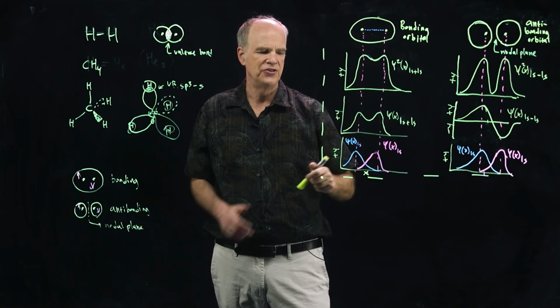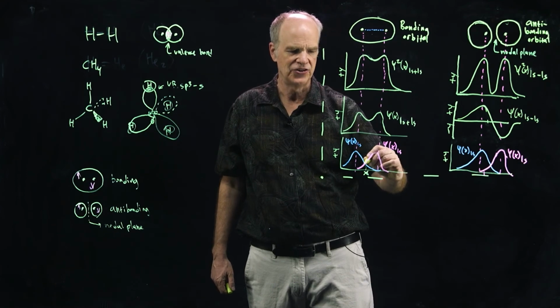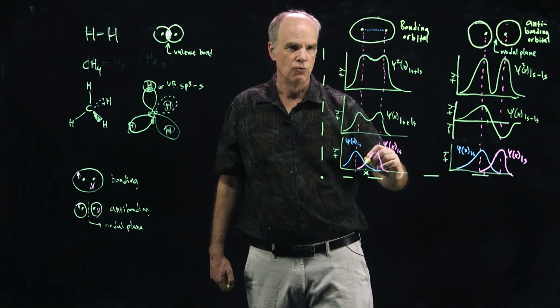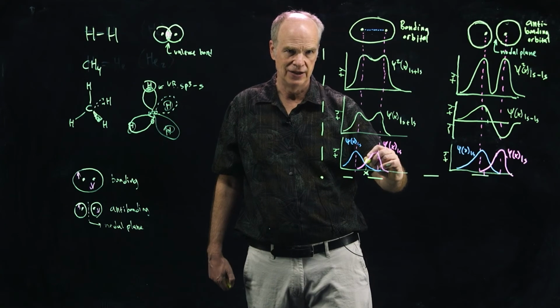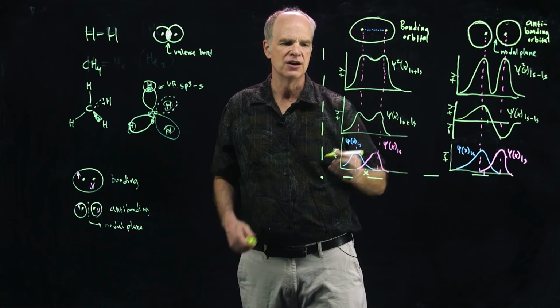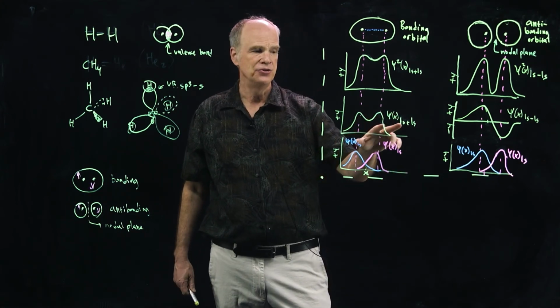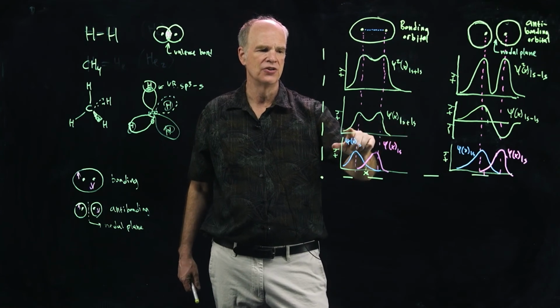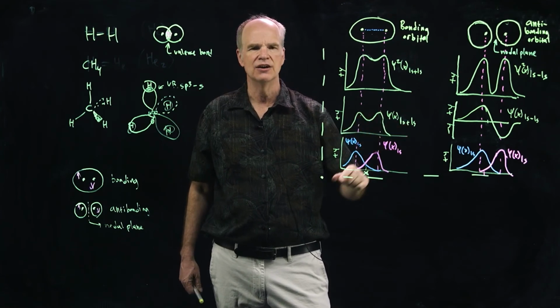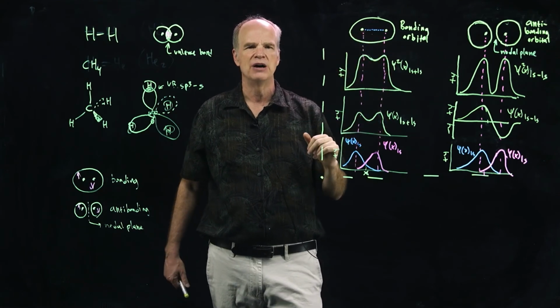And what I've done, say for any point here, this point on the x-axis, I'm adding the y value of the blue line to the y value of the pink line, and that gives me the total value here. And so what you can see is when I add these two functions of the 1s orbitals, I get this yellow line here. And so that's beginning to maybe look a little bit more like the final bonding orbital.